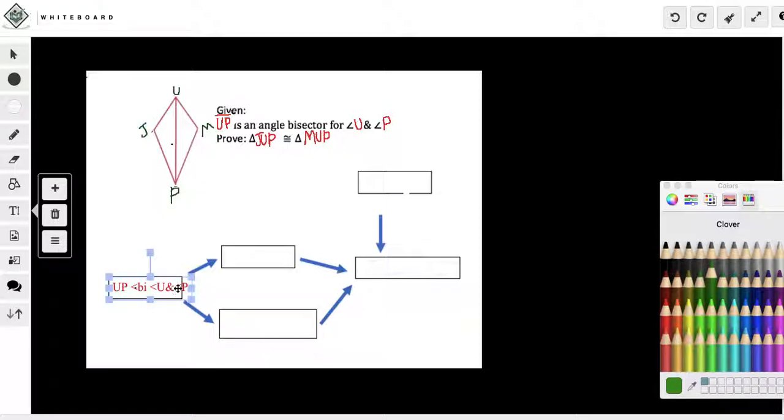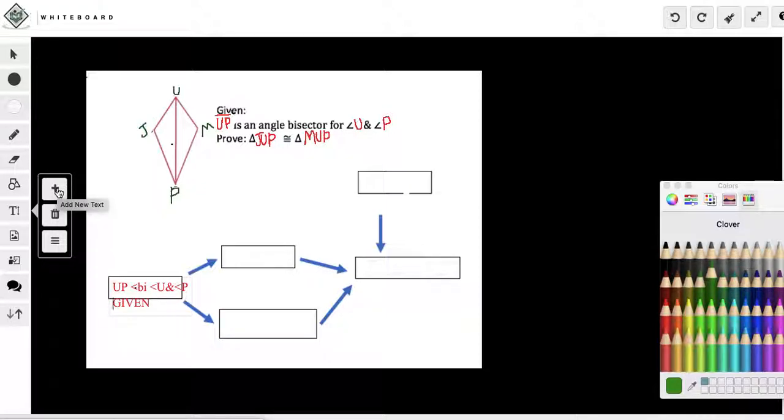So what I'm going to do then is write right underneath it, given. So underneath each box, I'm going to write what the reason is, right? Statement in the box, reason under the box. So then what we're going to do is we're going to add another text box.